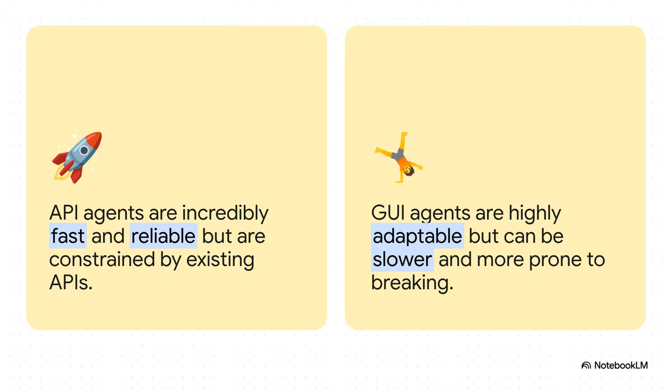With an API agent, you get a rocket ship. It's blazing fast, super reliable, but it can only fly to pre-approved destinations. The GUI agent is more like an all-terrain vehicle. It's incredibly adaptable. It can go pretty much anywhere it sees a path. But it's slower, and a tiny change in the landscape, like a developer moving a button just a few pixels, can stop it dead in its tracks.